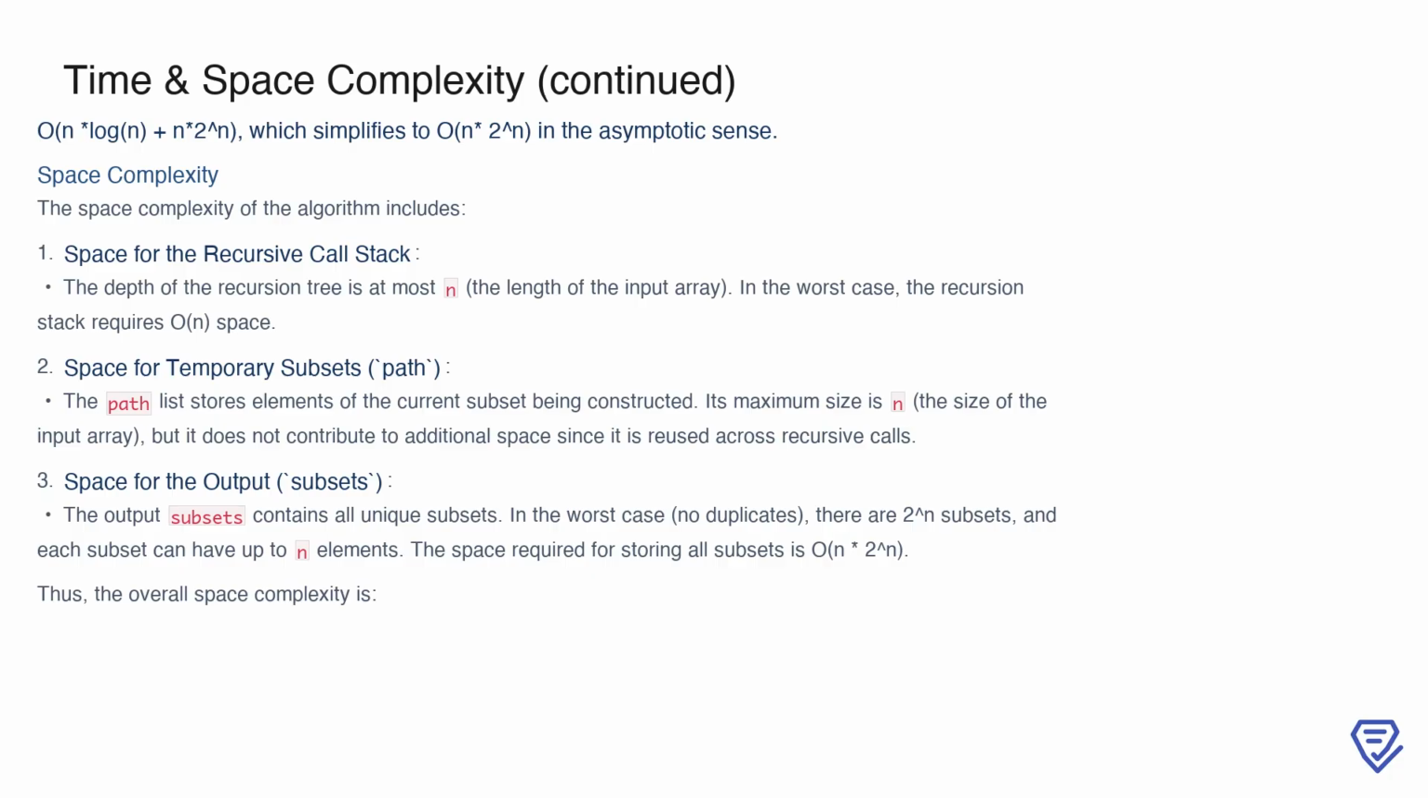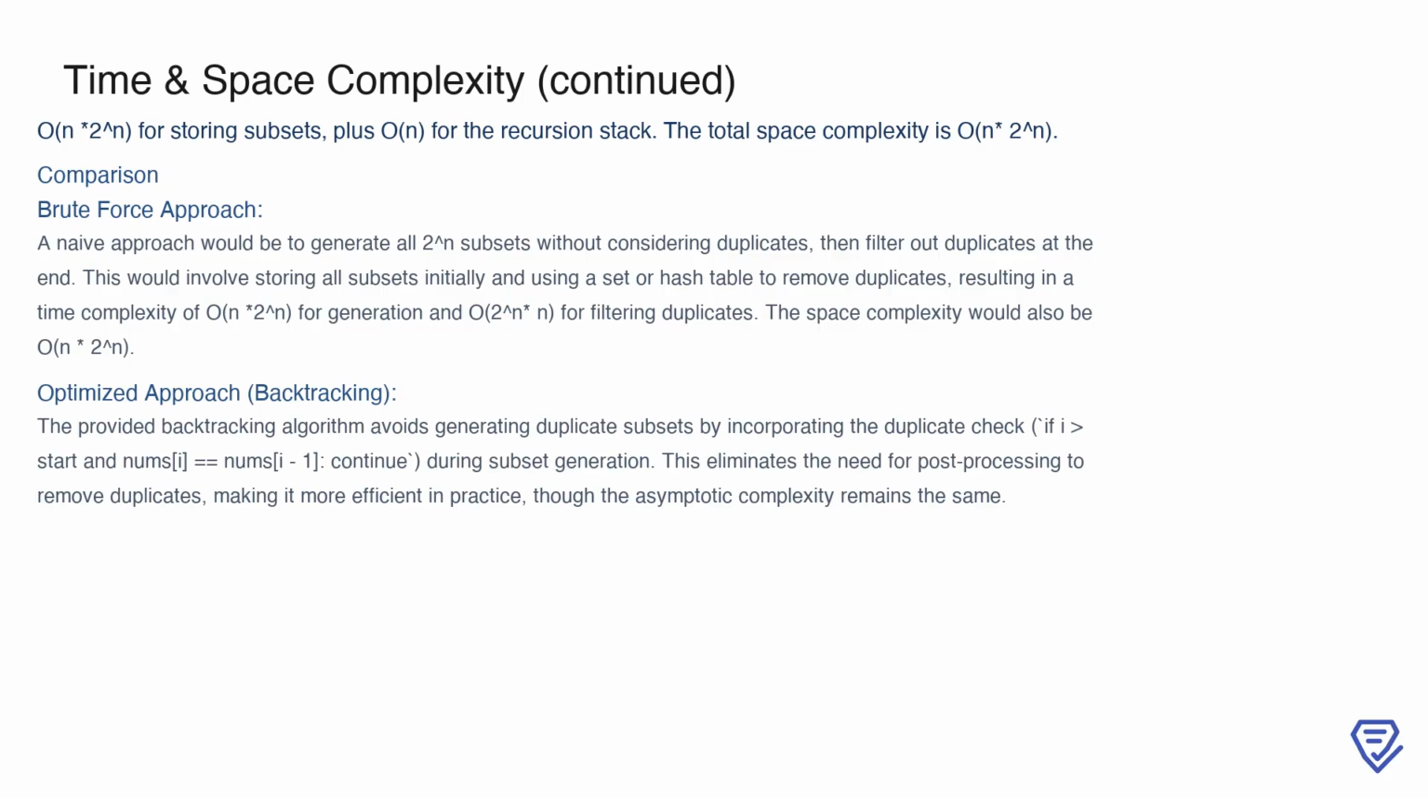Finally, we consider the output list subsets, which stores all the unique subsets. In the worst case, there are 2 to the power of n subsets, each with up to n elements, requiring n * 2^n space. Combining these, the overall space complexity is n * 2^n, dominated by the storage of subsets. The total space complexity of the algorithm is n * 2^n, which includes n * 2^n for storing the subsets and n for the recursion stack.